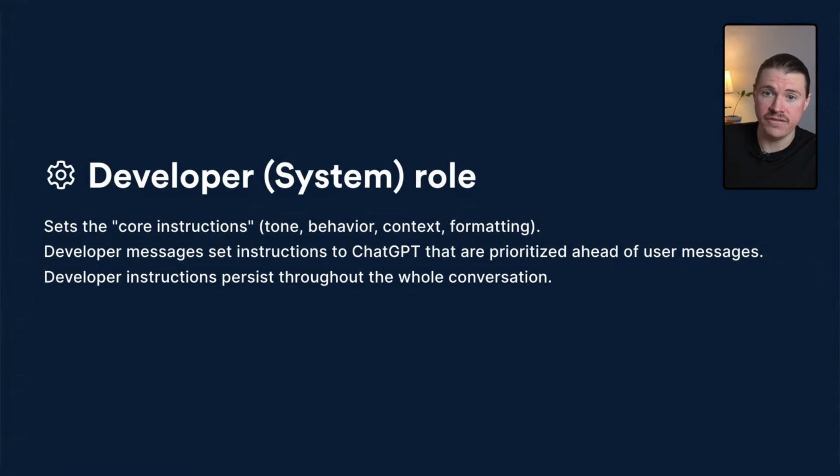Two very important features of developer messages compared to user messages. So first of all, any instructions you put in a developer message is basically prioritized ahead of the user message. So if there's ever a conflict, the developer message instructions will win out. We'll see an example of this. And also developer instructions persist throughout the whole conversation. So you don't need to, in every user message, maybe keep repeating, please use this tone. You can set it once at the developer message level, and it should persist through the whole conversation.